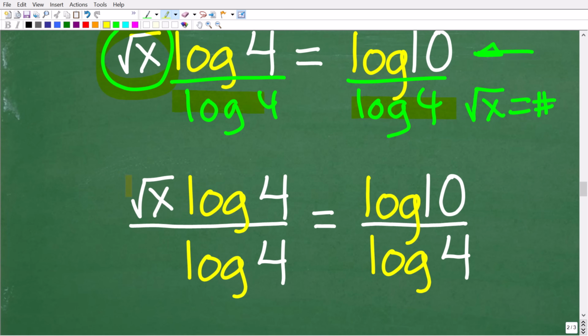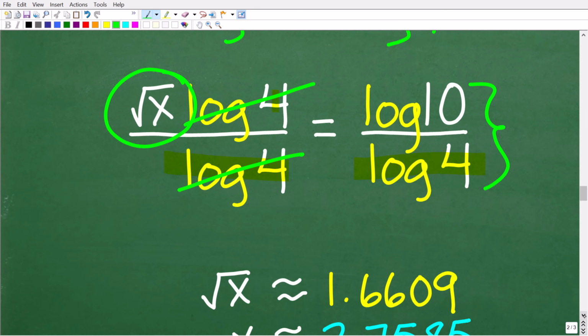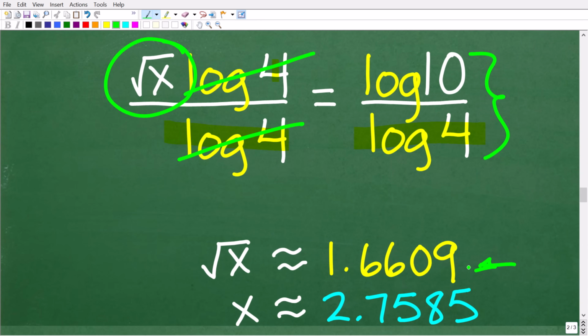So we have the square root of x times log 4 divided by log 4 is equal to log 10 divided by log 4. Okay, so log 4 divided by log 4 is 1. So now we have the square root of x all by itself. And finally, we're going to use our calculator here. So log 10 divided by log 4, when we type this into our calculators, we're going to get this decimal right here. Okay, so now we have the square root of x is approximately equal to 1.6609.